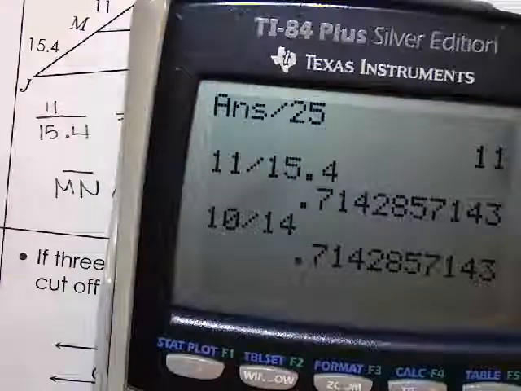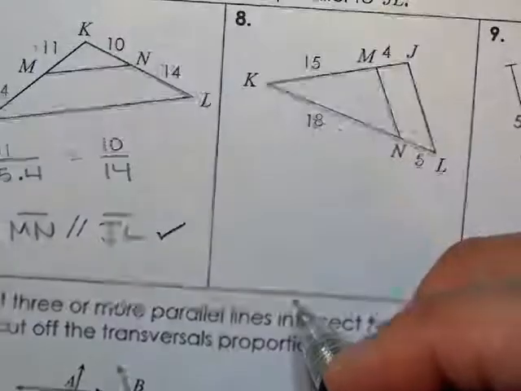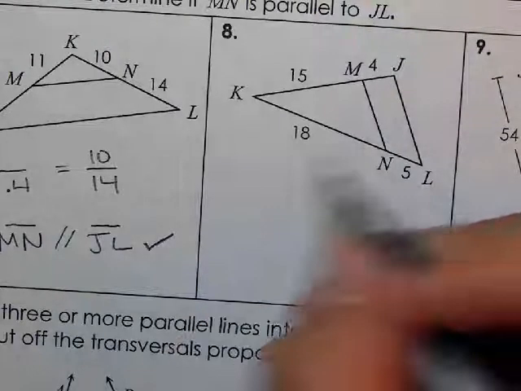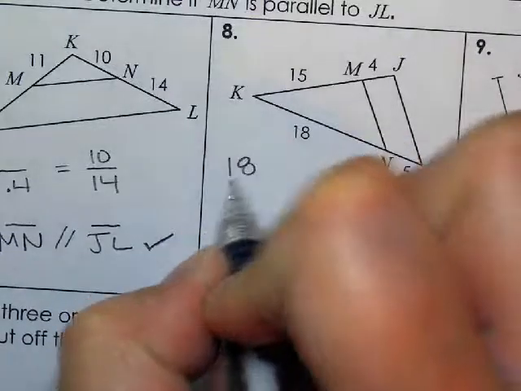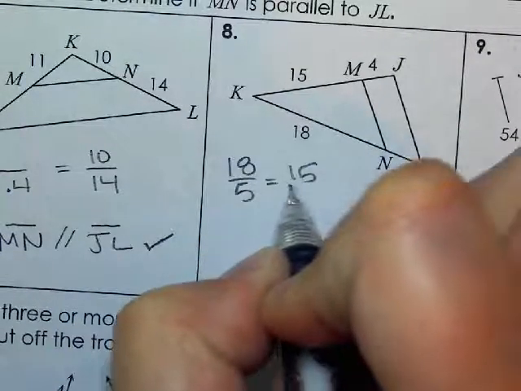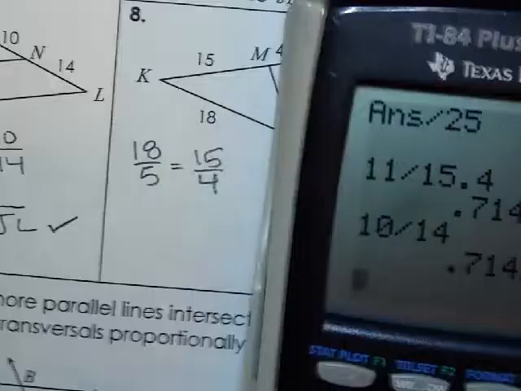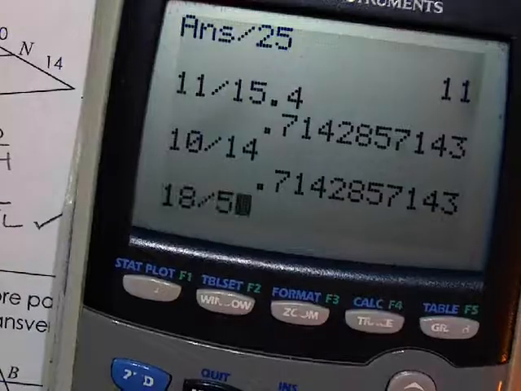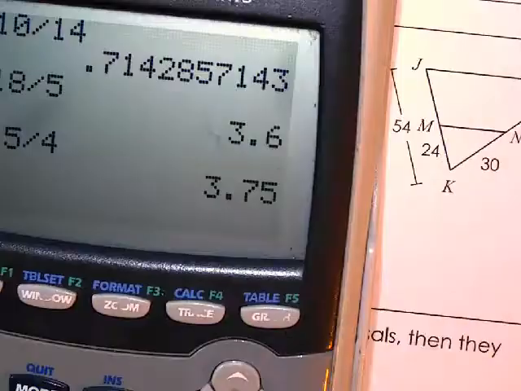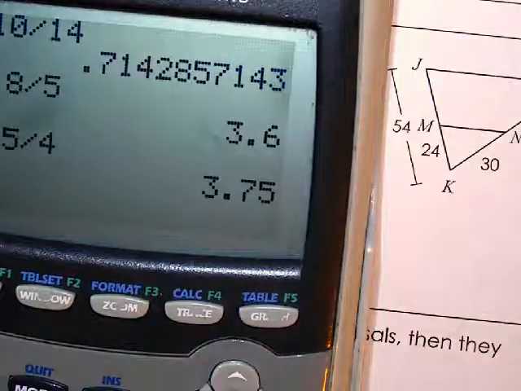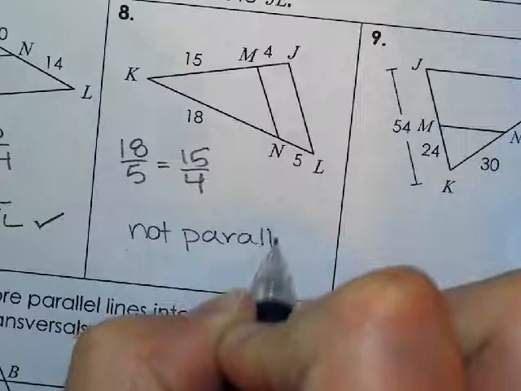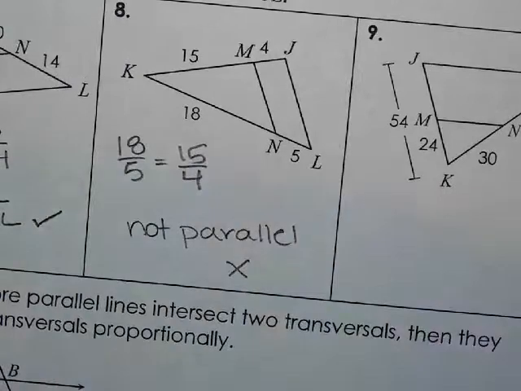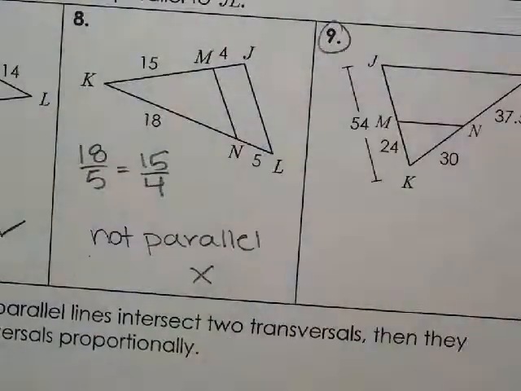All right, let's do number 8. So what should I do? 18/5 equals 15/4. So you can do the cross multiply method, or you can check the decimals. So 18/5, 15/4. So what is my conclusion? Not parallel. Not parallel. All right, go ahead and circle 9. You're going to do 9. All right.